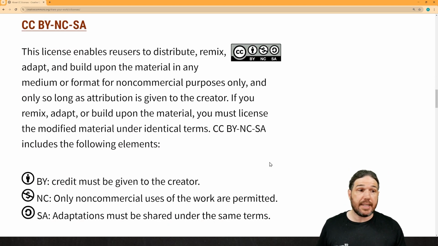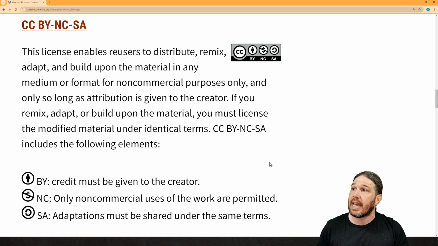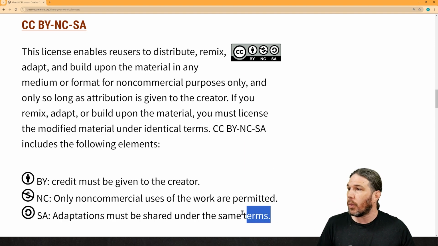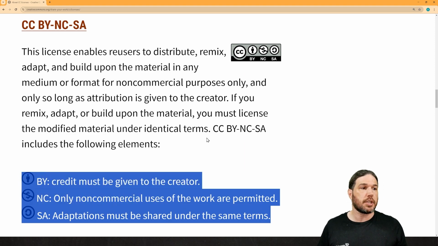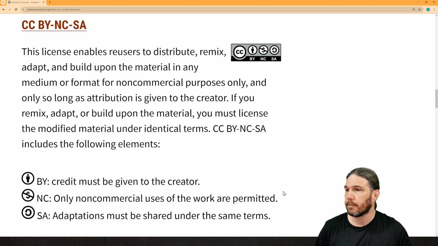Now, this next license is basically a combination of the two previous. The CC BY NC SA license enables reusers to distribute, remix, adapt, and build upon the material, and so on. If you remix, adapt, or build upon the material, you must license the modified material under identical terms, and also only non-commercial uses of the work are permitted. So again, this is basically just a combination of all of the licenses we've seen so far, making it so far the most restrictive license that we have.